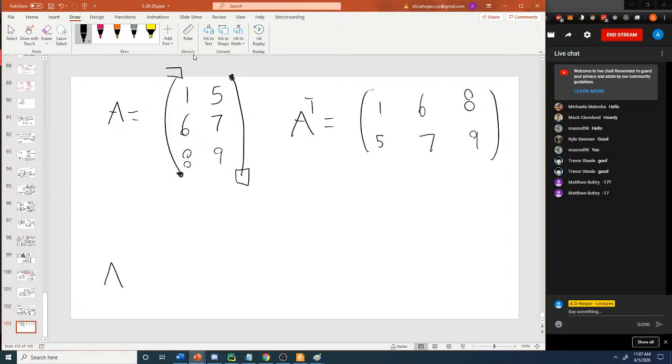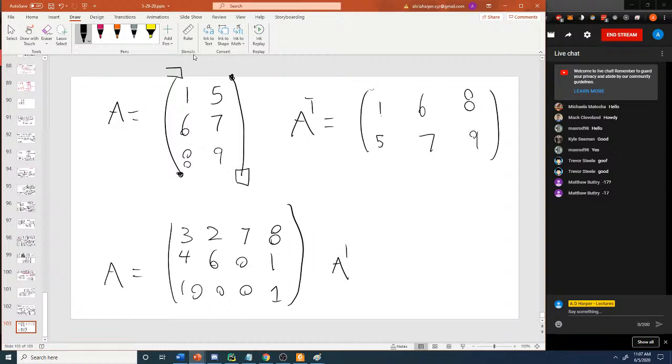So we'll do one more example. Say A is 3, 2, 7, 8, 4, 6, 0, 1, 10, 0, 0, 1. Then I can compute A transpose. Well, A has 4 columns and 3 rows, so the transpose will have 4 rows and 3 columns.